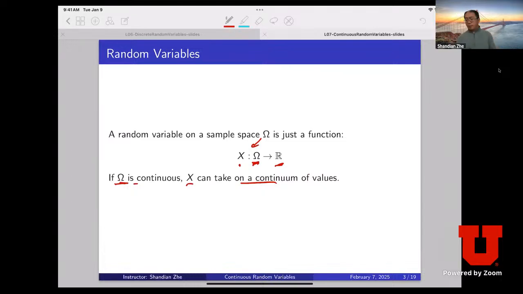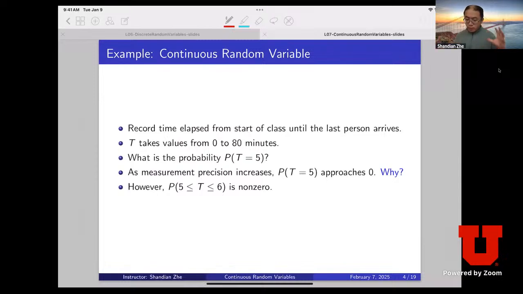To be more concrete, let us use an example, right? And here we're not talking about temperature or stock price. We use another example to illustrate how we can generalize our random variable from discrete to continuous. So this is the random phenomenon we're interested in. We record the time elapsed from the start of the class until the last person arrives, right?